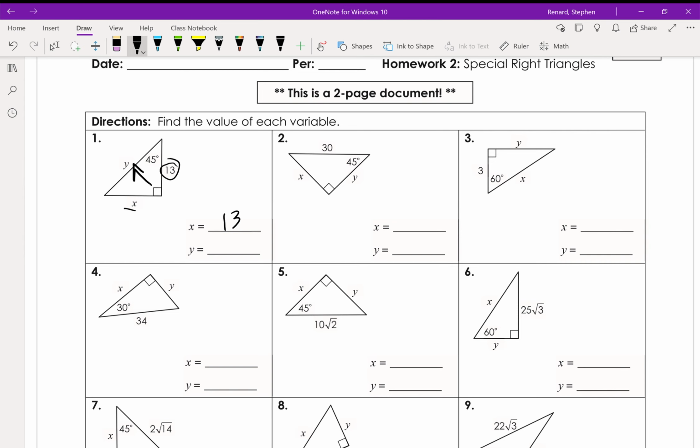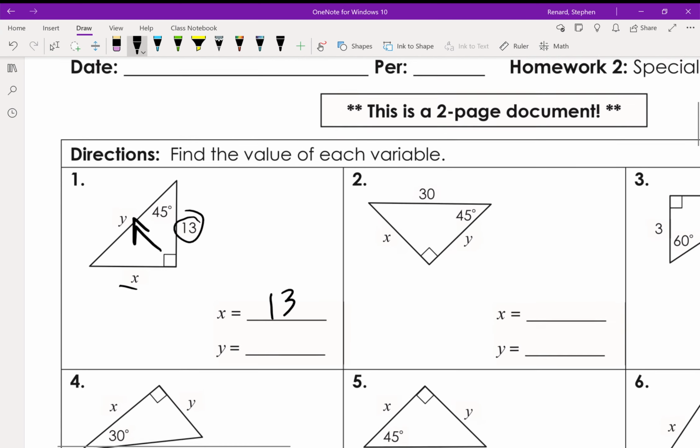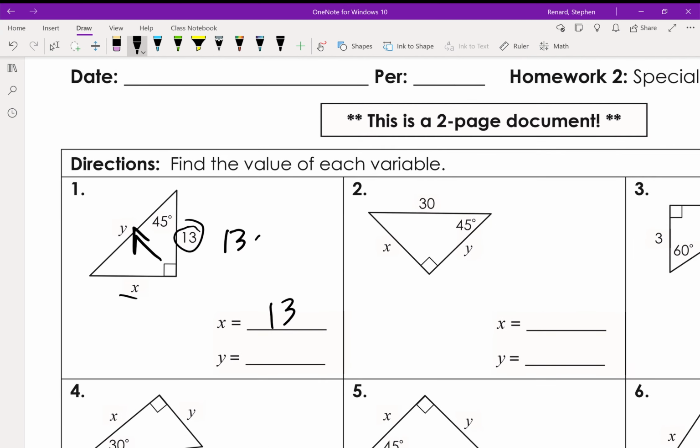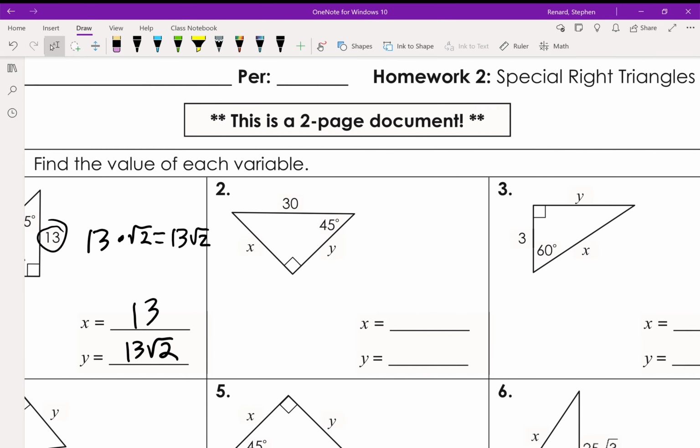We then take our leg value and multiply it by the square root of 2, and we get 13 radical 2, and that's our hypotenuse. Easy peasy. I'm not necessarily just going to do the odds or just the evens. I'm going to pick and choose, look through, and make sure that each type of problem gets its go.